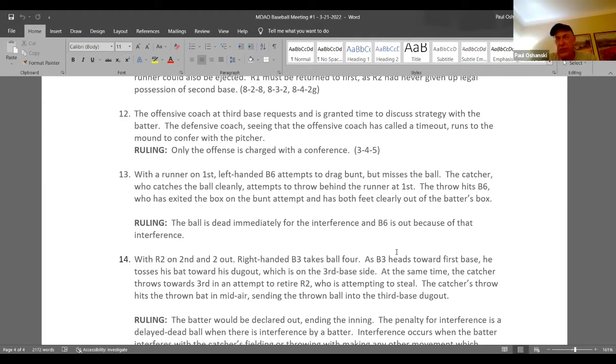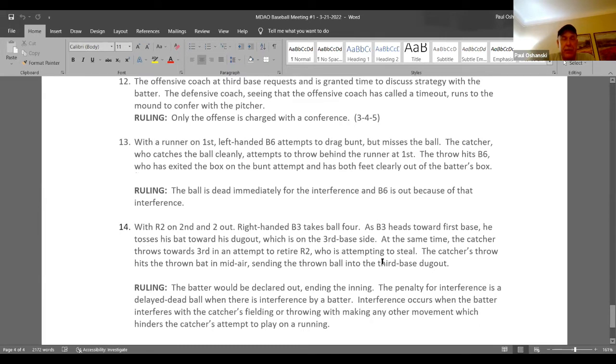Usually what happens is the batter goes down to third to talk to the coach, and the defensive coach runs out, and then the batter comes back, and I always say, "Coach, you ready?" And he goes, "No, I need a conference." So ask him, "Hey, do you need a conference, or are you ready to go? Because you got to be ready to go, or I got to charge you a conference." Just something we always seem to discuss that. So 13. Questions on that one?